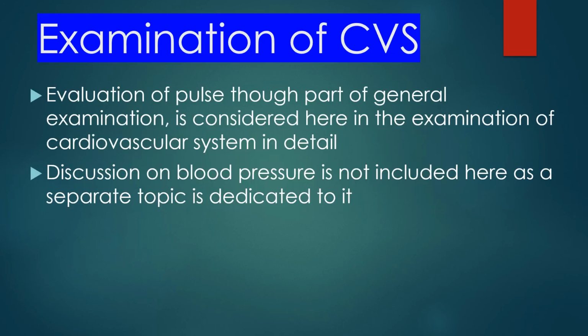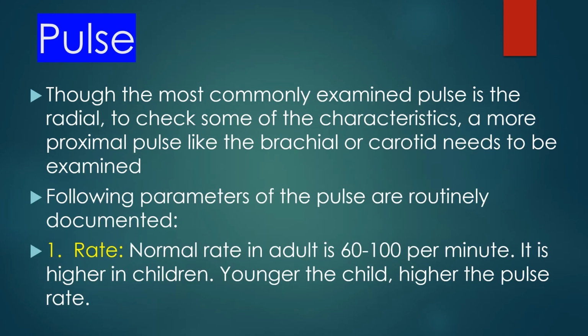Evaluation of pulse, though part of general examination, is considered here in the examination of the cardiovascular system in detail. Discussion on blood pressure is not included here as a separate topic is dedicated to it. Though the most commonly examined pulse is the radial, to check some of the characteristics, a more proximal pulse like the brachial or carotid needs to be examined.